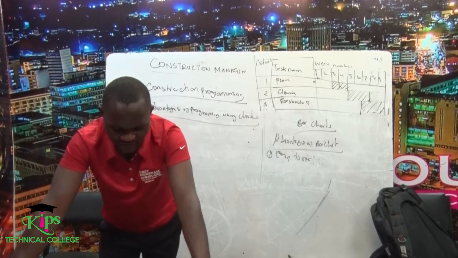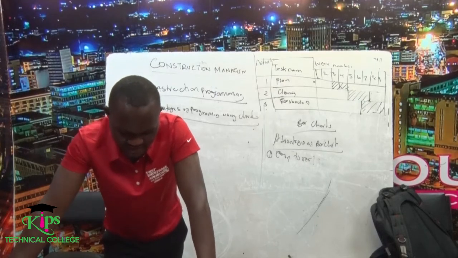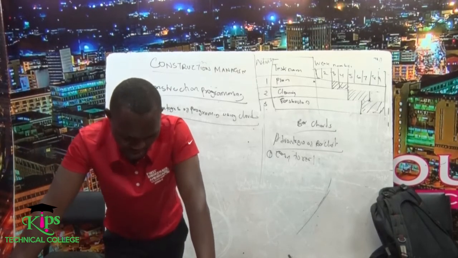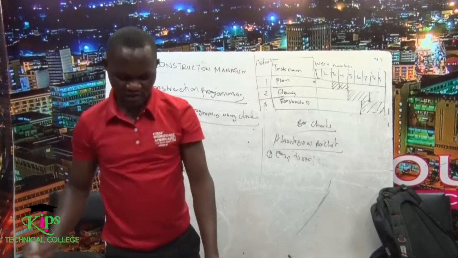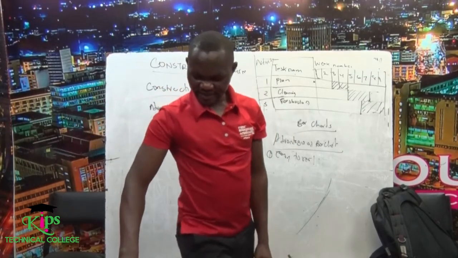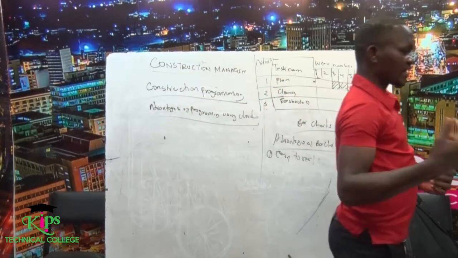The disadvantages of this type of bar chart: precedence relationships are difficult to show on a Gantt chart. Then again, in the past Gantt charts were tedious, and when changes were needed, we were not able to make these changes.